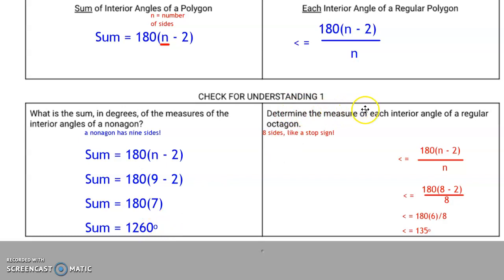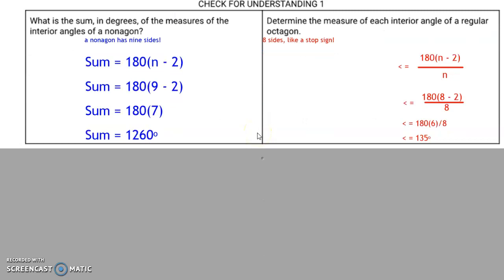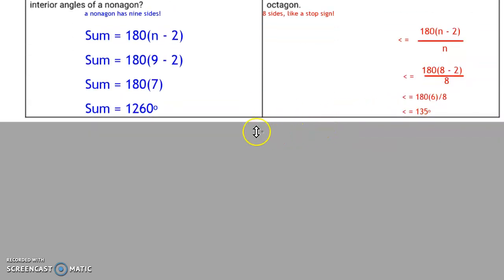We're supposed to also determine the measure of each interior angle of a regular octagon. An octagon's got 8 sides, so we're substituting 8 for n in the formula here and here. 180 times 6, and then divided by 8 gives you 135 degrees. And that was on the chart, actually, so we didn't necessarily have to guess at that, but this is an easy way to show you how to find that out.